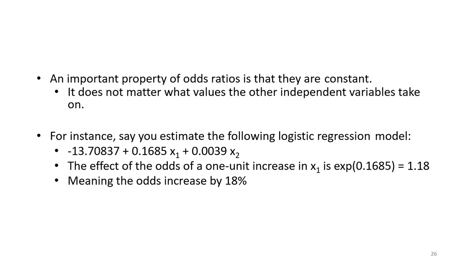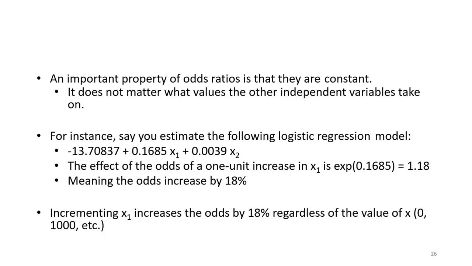The effect on the odds of a 1 unit increase in x1 is going to be the exponent of this coefficient, which is 1.18. So what this means is that the odds is increased by 18%. 1.18 minus 1 is your 18%. Therefore, a unit increase in x increases your odds by 18%.